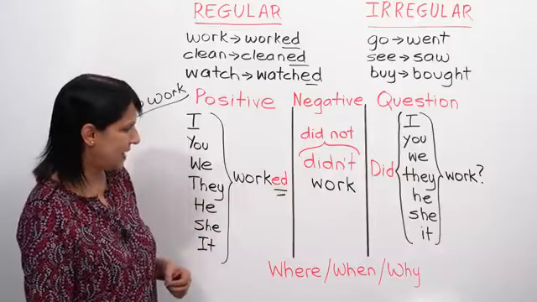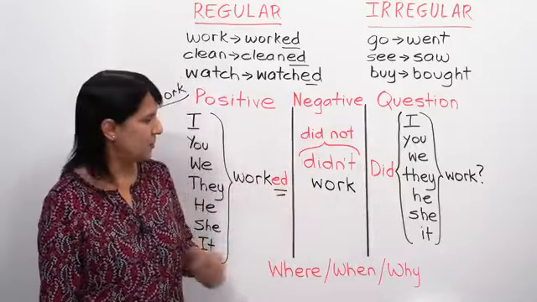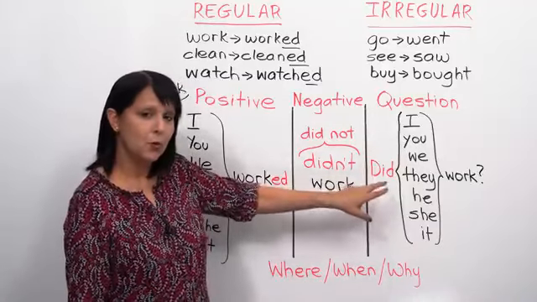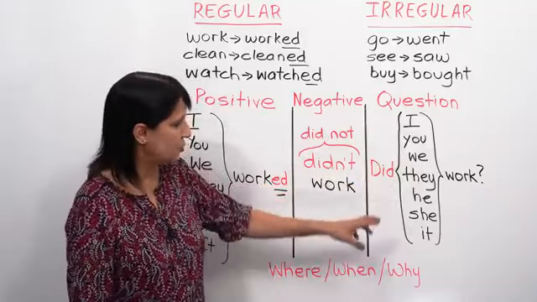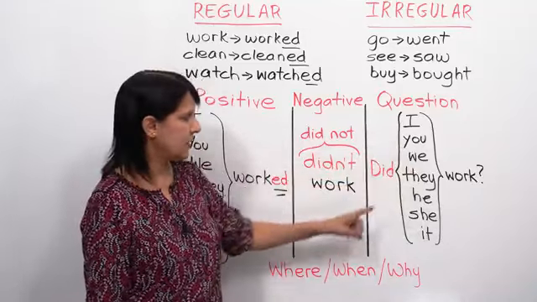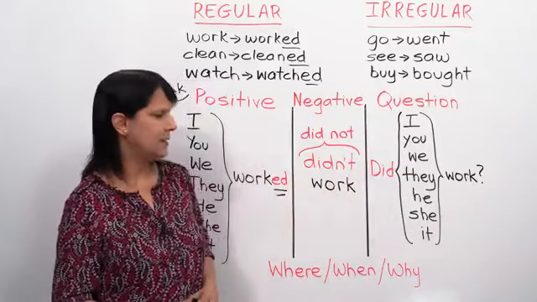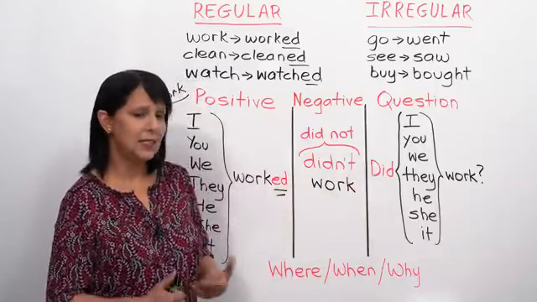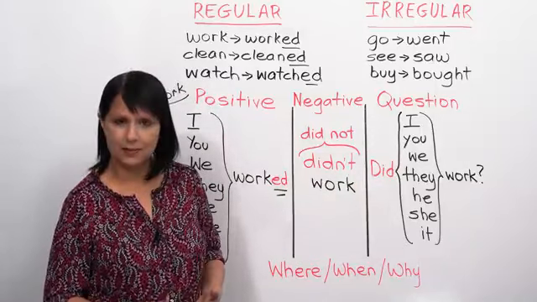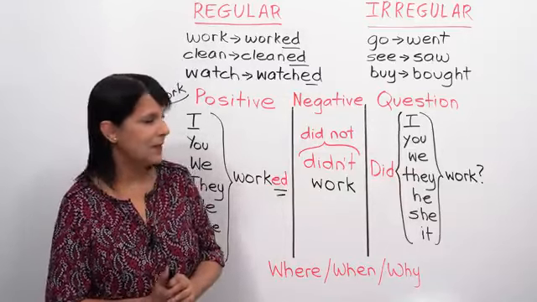All right? Next, what happens when we ask a question? We have to use that same helping verb again. This time, the order changes though. Okay, so we put did first. Did I work? Did you work? Did we work? Did they work? Did he work? Did she work? Did it work? Okay, now, did you realize something?